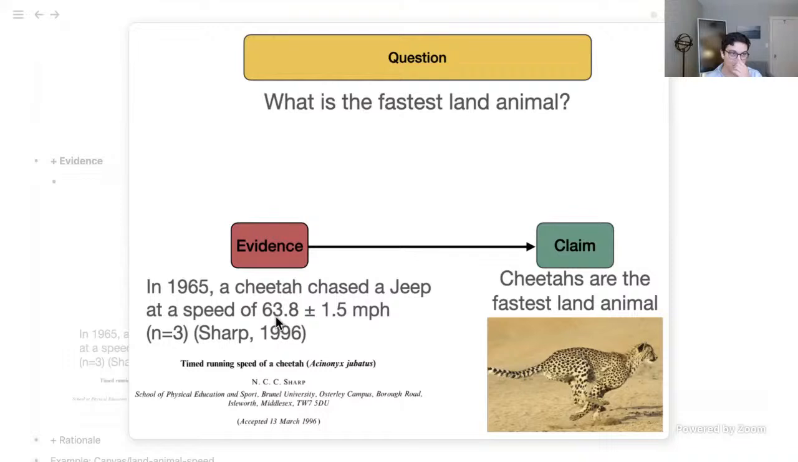And this paper is great because the methods are very specific. They say things like, at the time, the researcher was an athletics coach, and so was very well versed in the use of stopwatches, and the wind was very light, and all these other things that you would want to know to be able to contextualize this specific result. And so we see this piece of evidence as supporting an ongoing claim if we want to say that cheetahs are the fastest land animal.